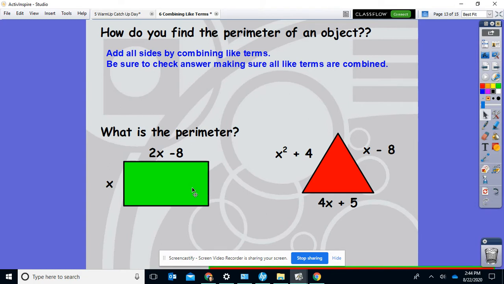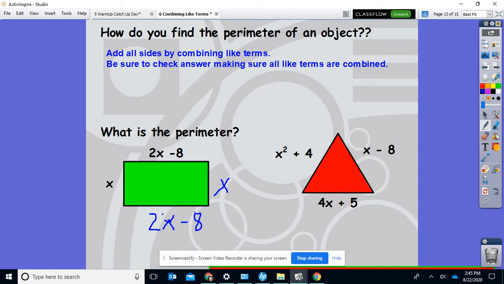rectangle, this green rectangle. Well, only two sides are labeled. So what do we know? Right, our opposite sides are going to be equal. So I usually recommend that you fill in your opposite sides with the lengths and the widths. Okay, and you want to copy these in your notebook if you're watching this video after class.